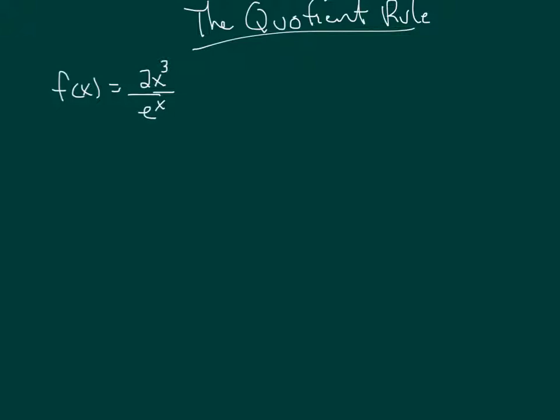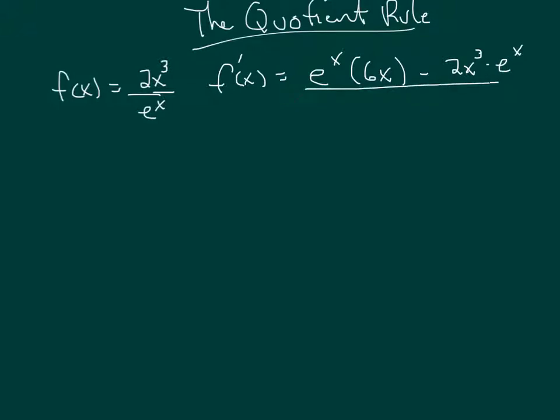Okay, using our mnemonic, we would say that f prime of x equals low, which is e to the x, d high, which is going to be 6x, minus high, 2x cubed, times d low, which is just going to be e to the x again. And that's all over the square of what's below, which you can write as e to the x quantity squared, or maybe better would be e to the 2x. So let's try another one.